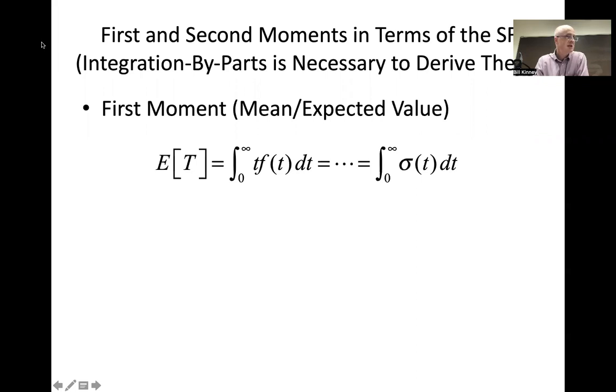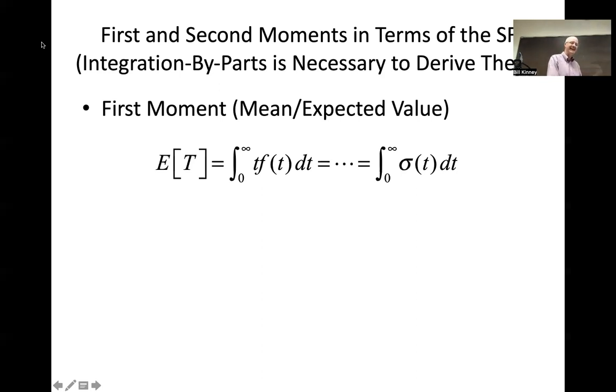Integrate t times the PDF, but amazingly, you can show that that's the same as the integral of the survival function. Amazingly. This only works for survival random variables. It doesn't work, for example, for normal random variables that can take on negative values. This is a fact you can take to the bank and use on the homework.